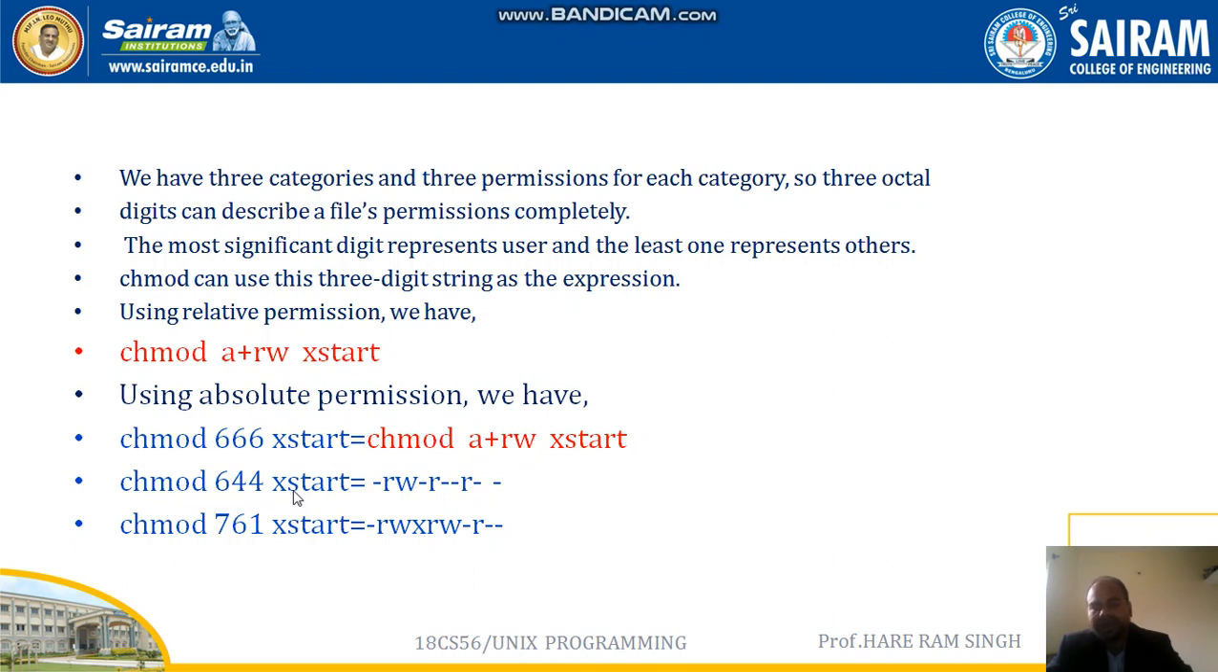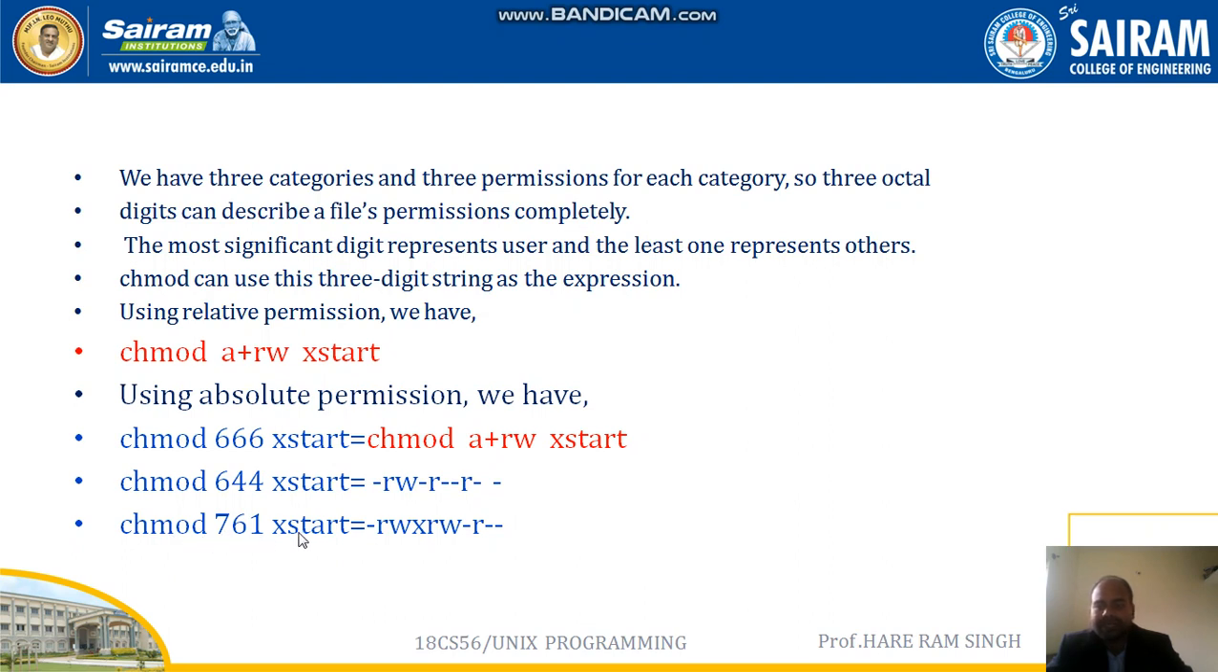Similarly, chmod 644 x star. This 6 is for user. 6 means what? Read and write. So read and write permission is given to the user. 4 means what? Only read permission to the second one. Second one belongs to which user? That is group only. So 4 means read permission only for the group owner. And again the least significant is 4. So again which belongs to others. So others also get only read permission.